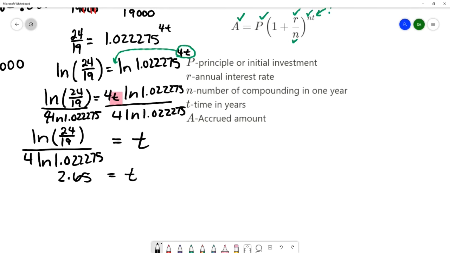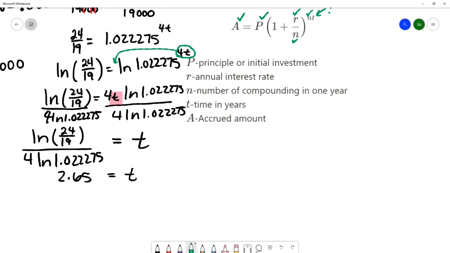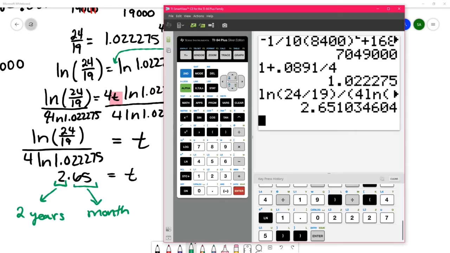But because I'm going to do a little bit of converting here, I'm going to try to keep all of the decimals in the calculator. So as I look at this, this is in years. If I take the 2, that's going to be 2 years. And I'm going to take this portion to help me figure out how many months I have. So that's 0.65, which is more than half of a year. So we know it's going to be more than 6 months.